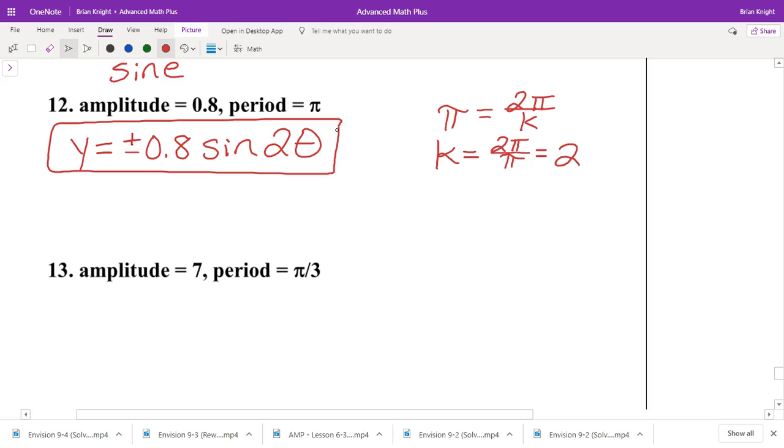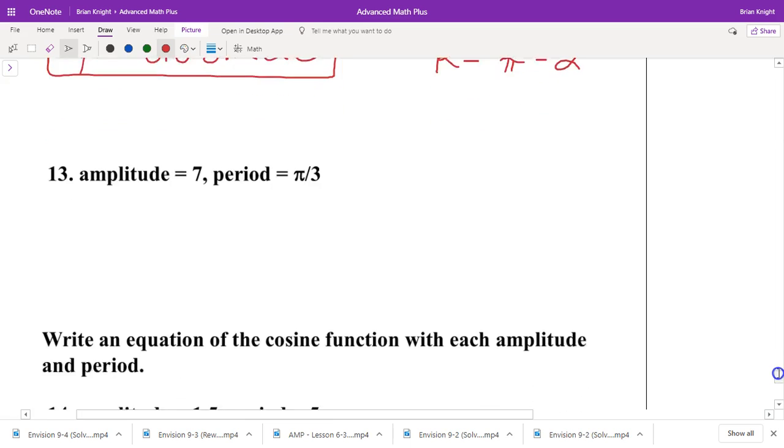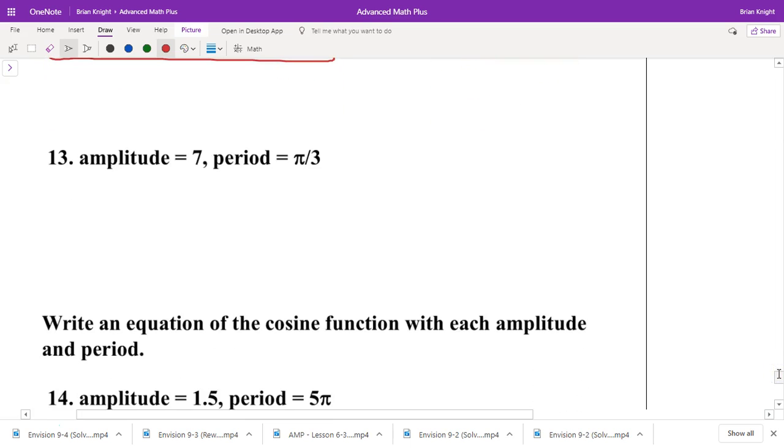How do you know it was sine? Look, I read the directions. It tells you in the directions. I should have put the directions up here, but I did. The directions say write an equation of the sine function for each amplitude and period. The next directions say write an equation for the cosine function for each amplitude and period. So yes, it's in the directions. I wrote these. Don't know why I didn't on the other one.